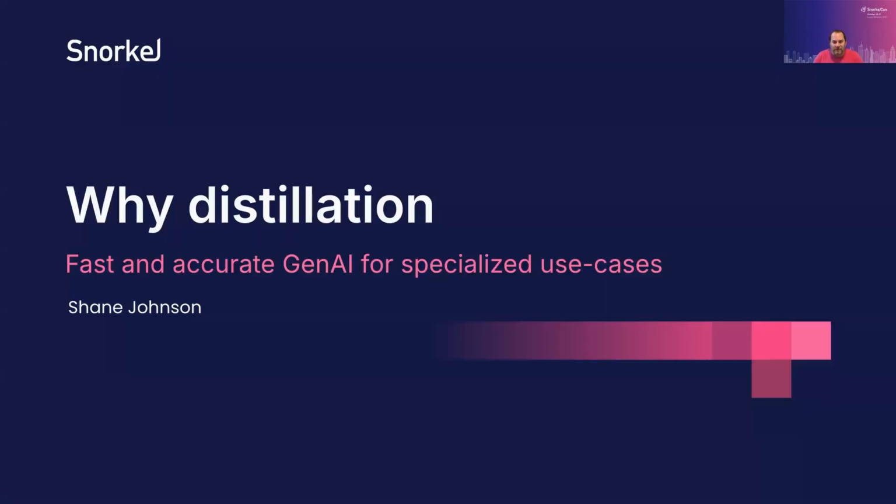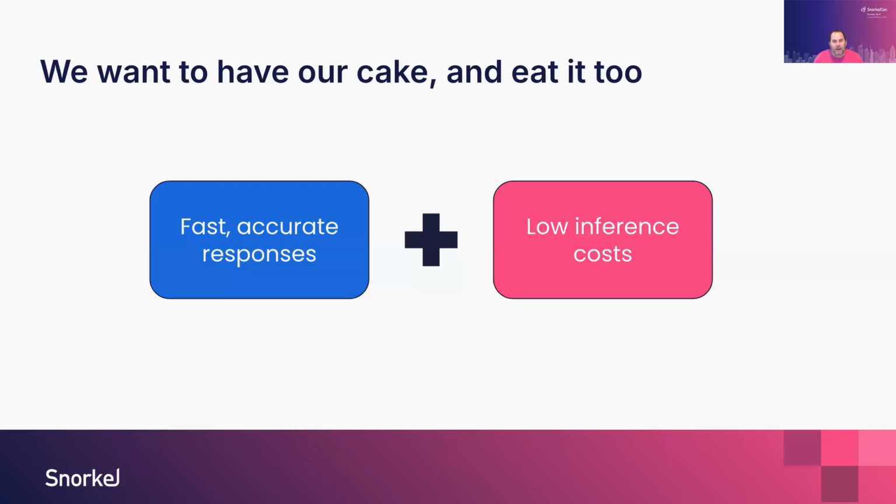Let's jump into the primary topic here today, distillation. I wanted to first start with the context, right? This should come as no surprise to anyone: we want fast, accurate responses from our models, and we want to pay as little as possible in inference costs. Whether that means you're paying by token to a third party who's hosting a model, or you're paying for GPUs if you're self-hosting it. Regardless of the path, we want to have our cake and eat it too.